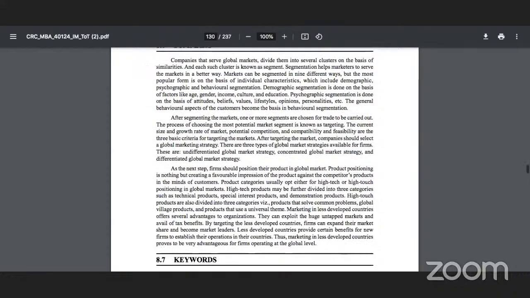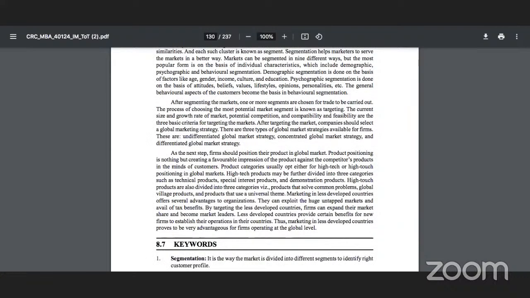Then, after segmenting the market, one or more segments are chosen for trade to be carried out. That is known as targeting. So, which of these potential market segments are you targeting? Are you going all out, or are you segmenting based on multiple factors and targeting only one or more of those markets or groups?